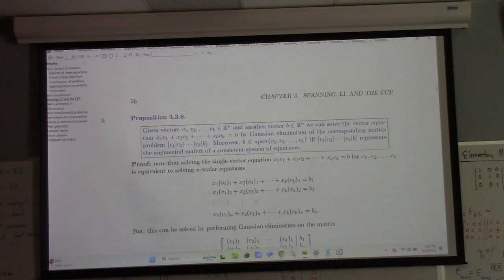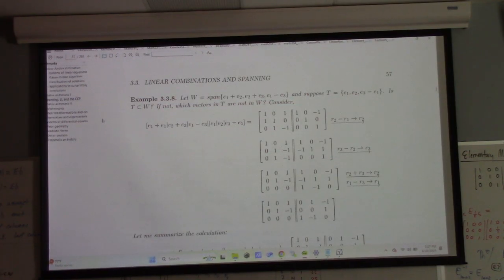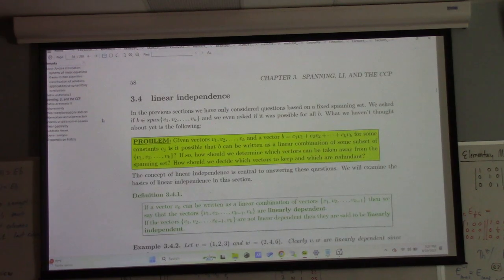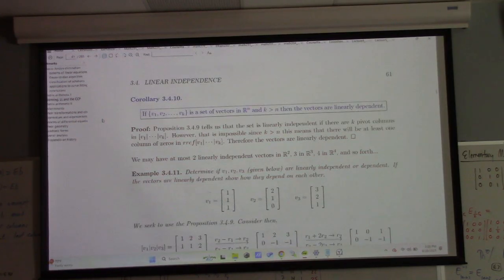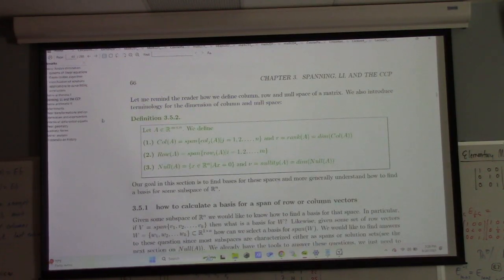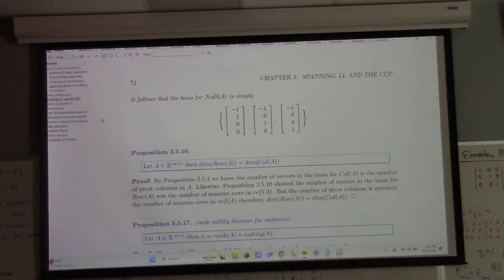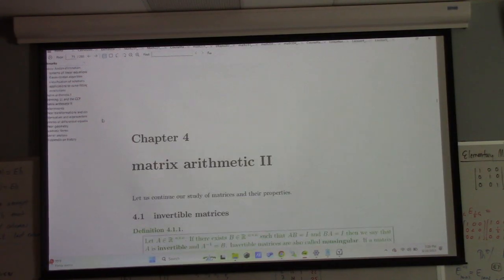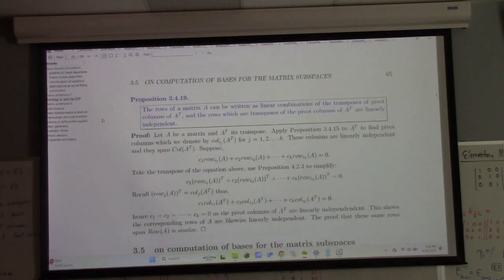Now, that brings us to linear independence, which I'm not going to define today. We'll talk about that maybe next time. I don't want to hurry on that. The next chapter is on invertible matrices properly.